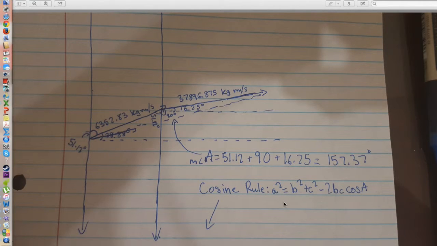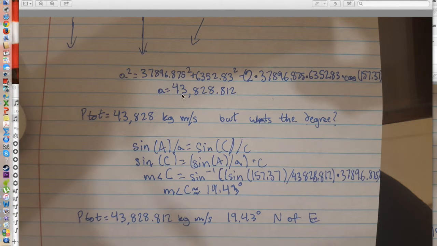A squared equals b squared plus c squared minus 2bc cos of A. So we plug in all these numbers for the different values. B is 37,896.875, C is 6,352.83, and the cos of A is 157.37. So when we plug in all the numbers, we get A is 43,828.812. That means the total momentum is 43,828 kilograms meters per second, but what's the degree?